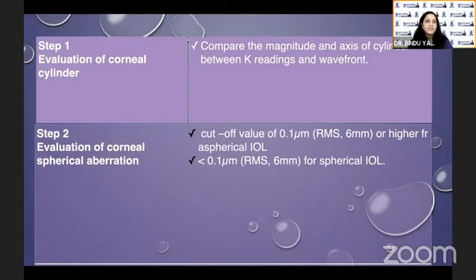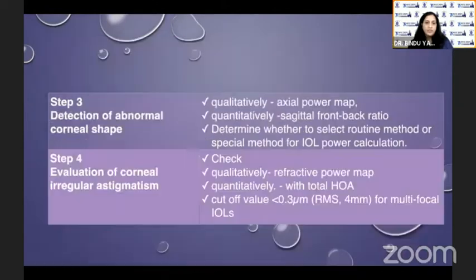So, evaluation of corneal cylinder, we should certainly compare with the wavefront analysis too, and evaluation of corneal spherical aberration. The cutoff value for aspheric will be 0.1 micron and above. And for detection of corneal shapes, definitely we should look at the axial power map and quantitatively the sagittal and the front back ratio.